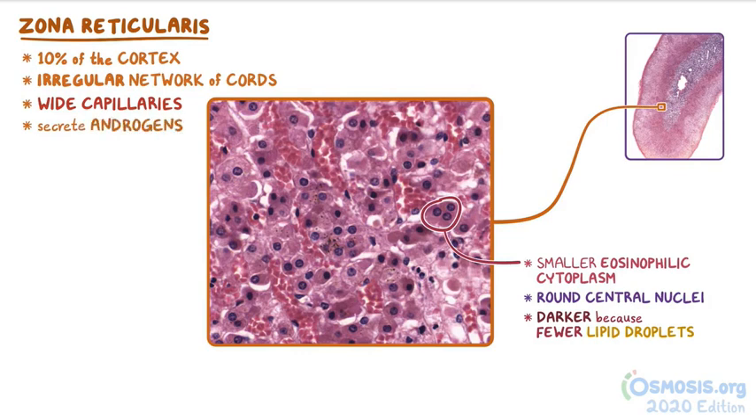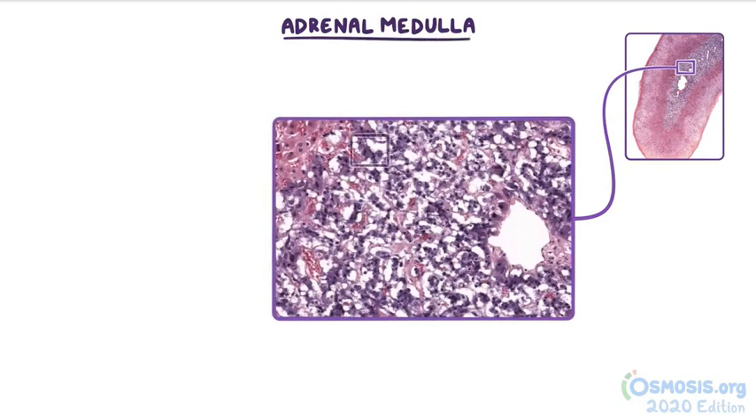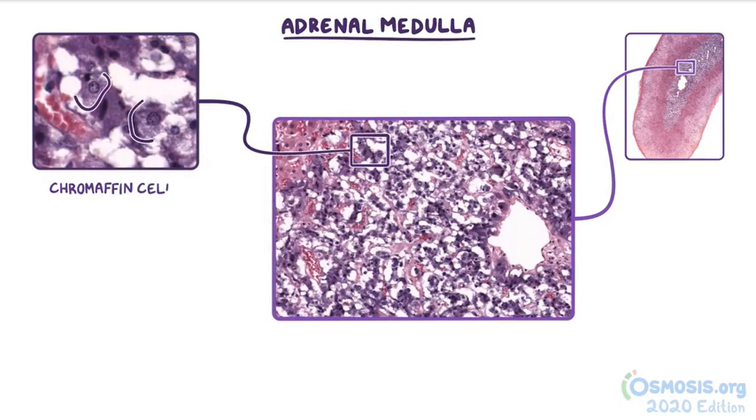Also, it's common to find cells in this layer that have small brown pigment granules called lipofuscin. These granules are composed of lipid-containing residues from lysosomal digestion. Let's move on to the adrenal medulla, which consists of hormone-secreting cells called chromaffin cells.